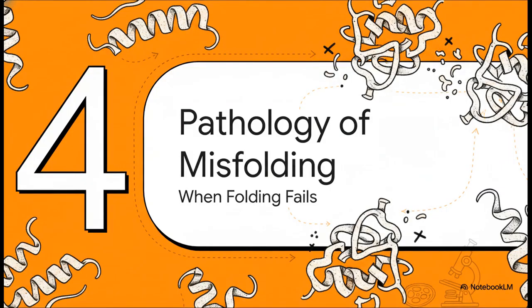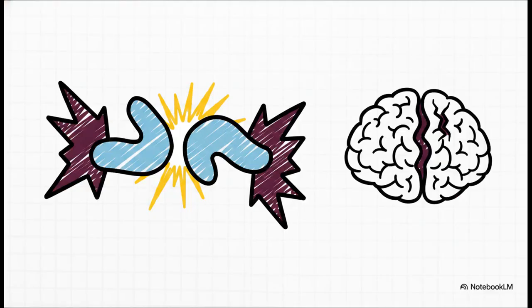Which brings us to part 4, the pathology of misfolding. What happens when this intricate, highly specific folding process goes catastrophically wrong? Well, when proteins fail to fold correctly, they don't always just sit there uselessly. They can actually become actively toxic to the body. In a condition called amyloidosis, misfolded proteins clump together into insoluble beta sheet aggregates called amyloid fibers. These fibers crush surrounding cells, and this exact process is a primary hallmark of Alzheimer's disease.